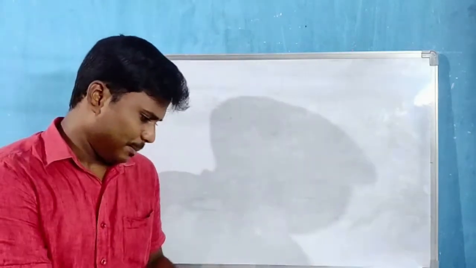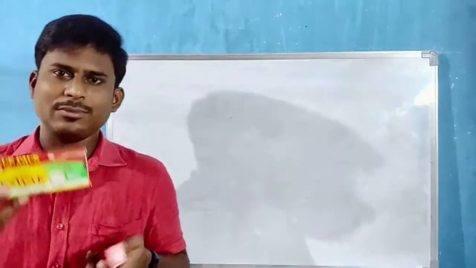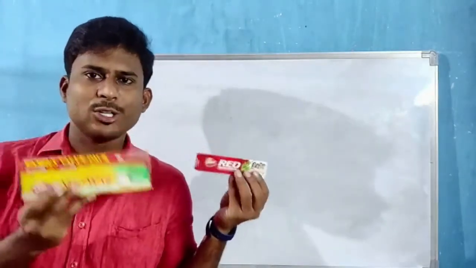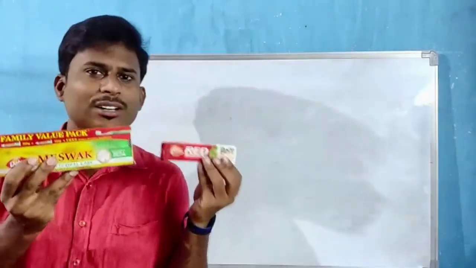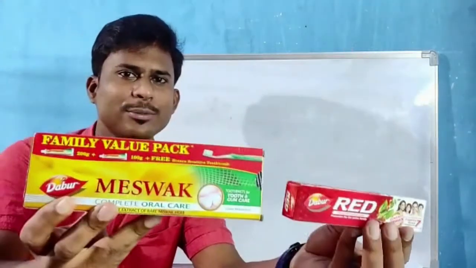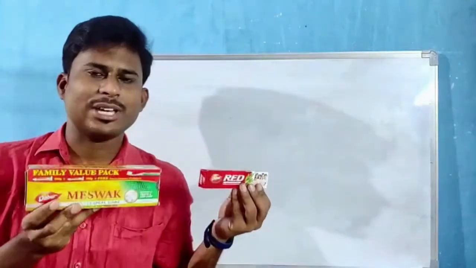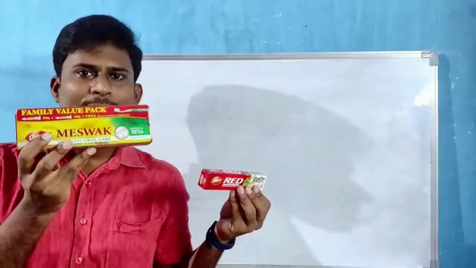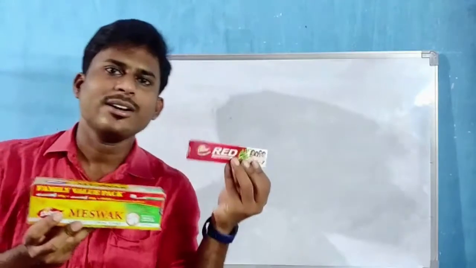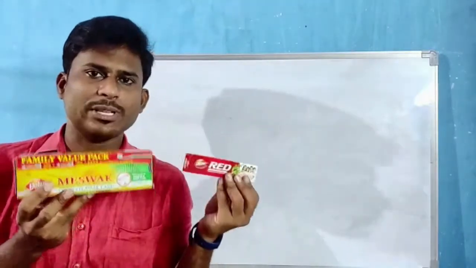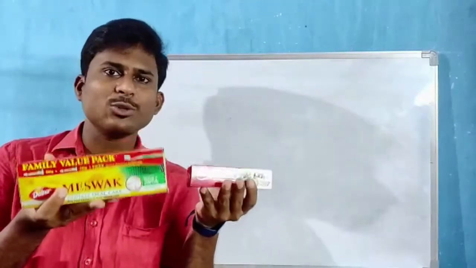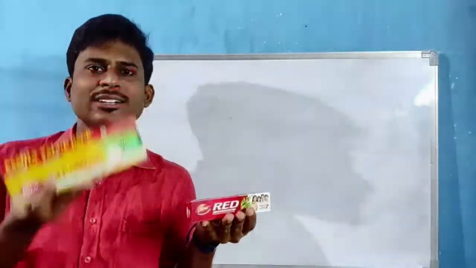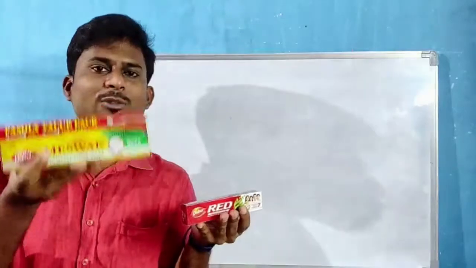Now see children, there are two things in my right hand as well as left hand. Both are toothpaste. In my right hand I have Meshwak toothpaste and in my left hand I have Dabur Red toothpaste. Now see here, in which hand do I have the bigger toothpaste box? Right hand or left hand? In the right hand I have the bigger toothpaste box. Okay.